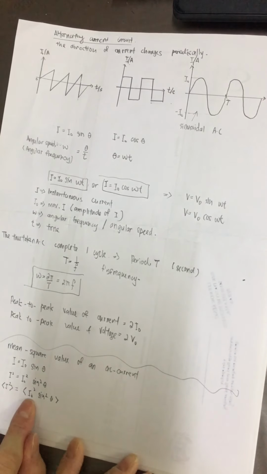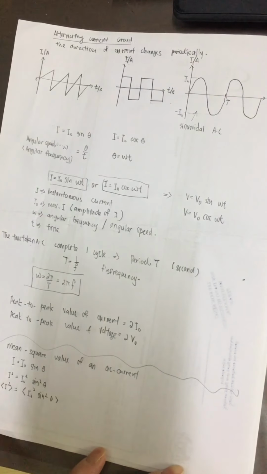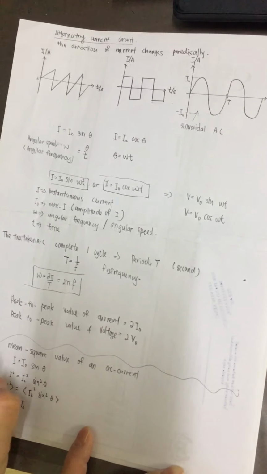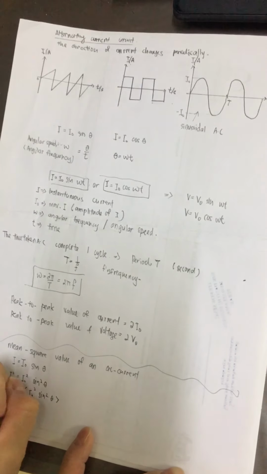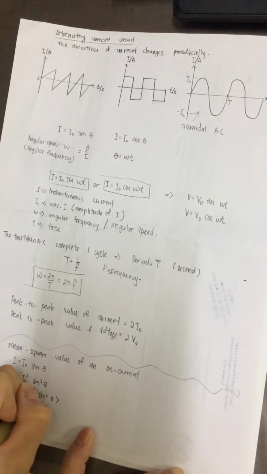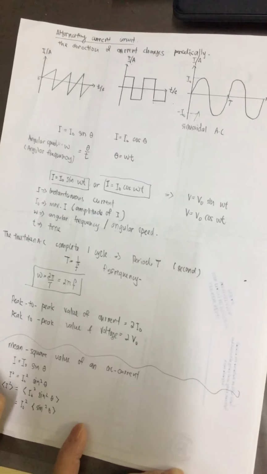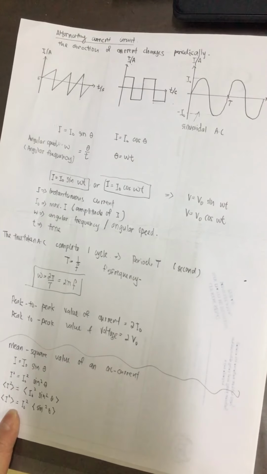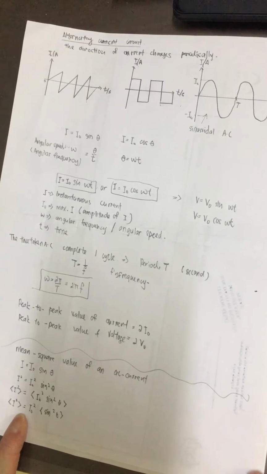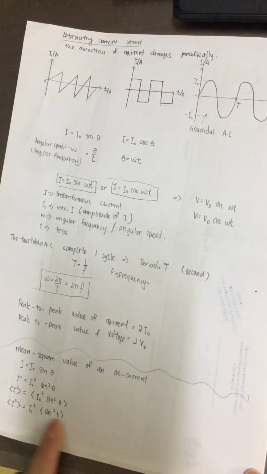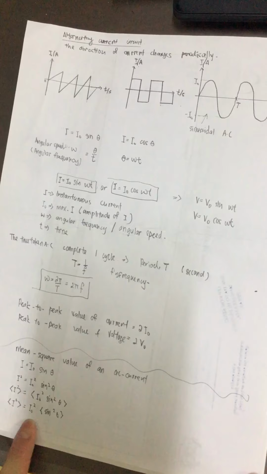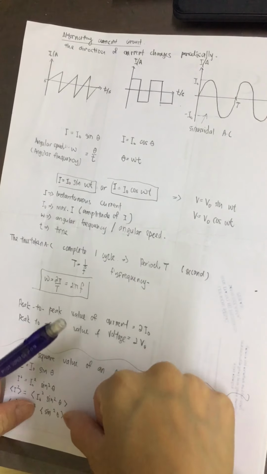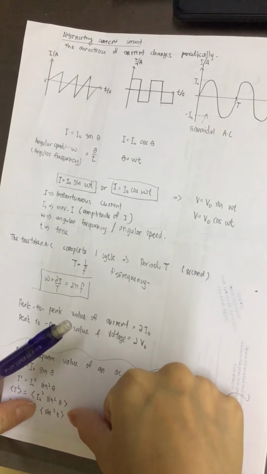Okay, since I0 is a constant, we can take it out. In other words, the mean square current of your AC circuit will be equal to I0 squared times the mean value of sine squared theta. So how do you calculate the mean of sine squared theta?